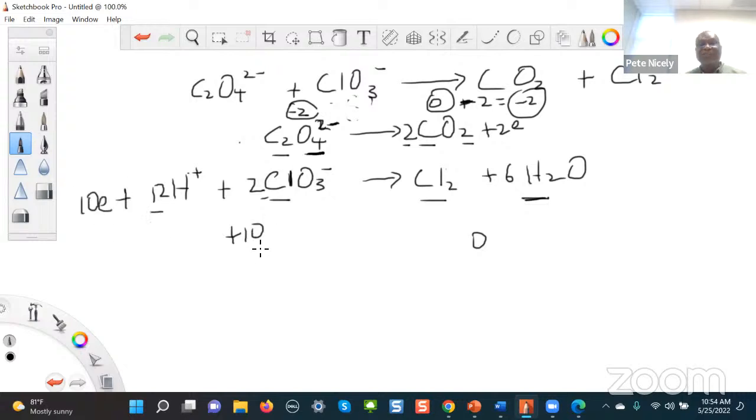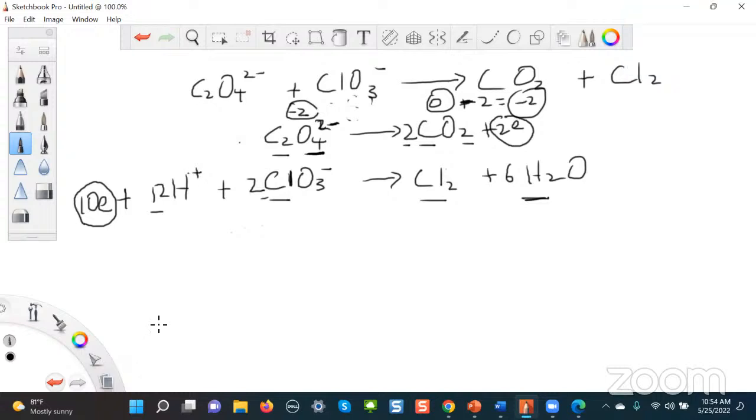Okay, so what's the next step? Let me erase this here. What's the next step? Let me give you a little hint. You make the charges equal, the electrons equal, I mean. Right, the number of electrons equal. So how would you achieve that in this case?